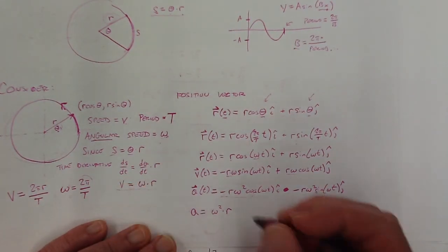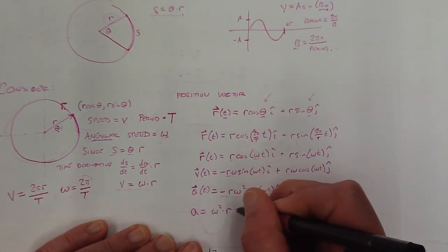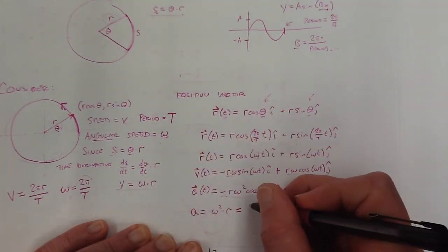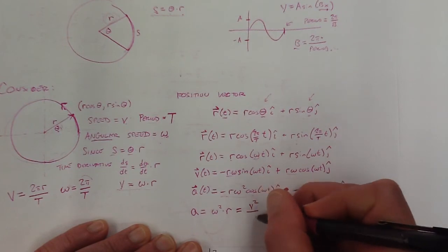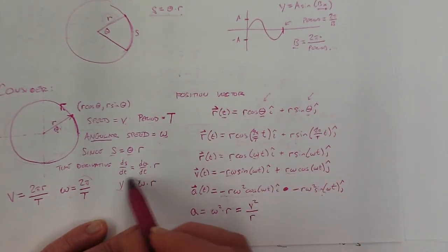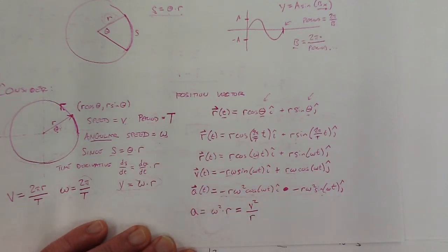And doing a little substitution, if you happen to know the speed and not the omega, then it's also true that the acceleration is equal to v squared over r, just because of this. I need to make a little substitution there.